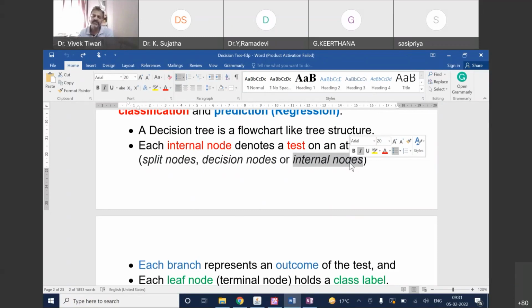Please check your mic status and please mute it.